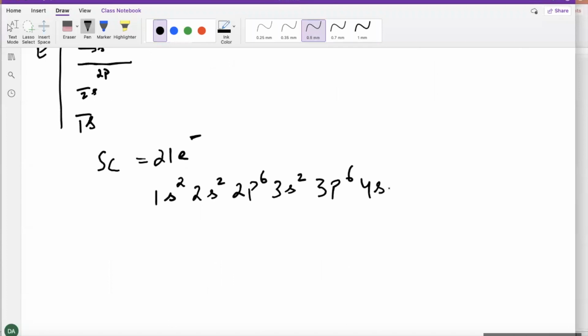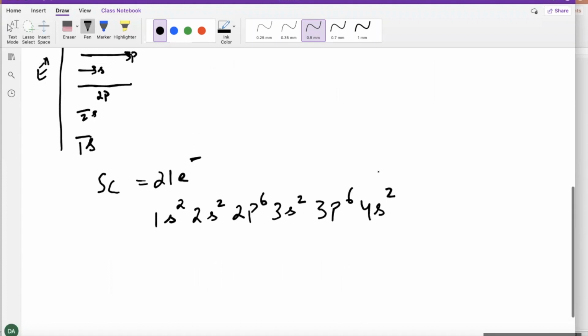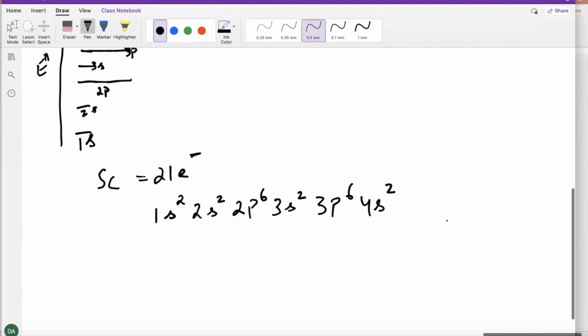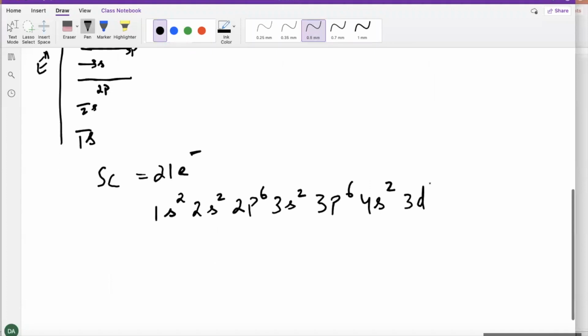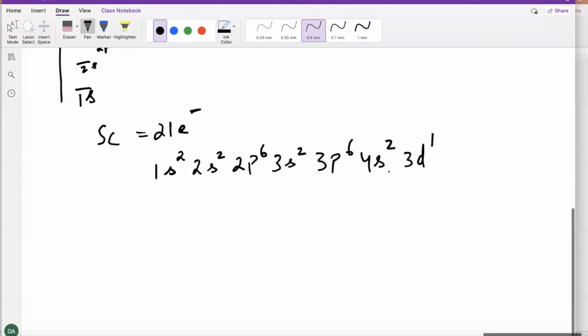So when I go to 4s, how many electrons do I place here? Up to this point, up to 3p6, I have 18 electrons. So 2 more will make it 20 electrons. I still have 1 more. After 4s, remember we need 3d. So after 4s, we have 3d. And how many electrons do I place here? Up to 4s2, we got 20 electrons. We got 1 more. So 3d1. Okay, so I hope this makes sense, guys.